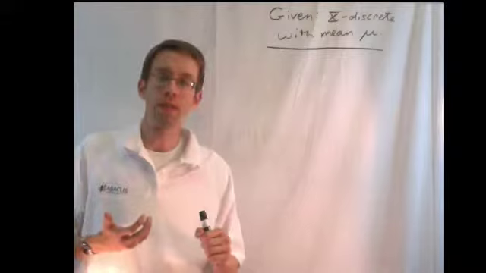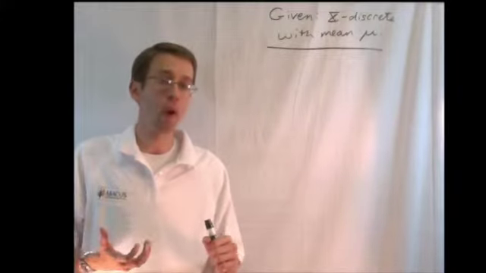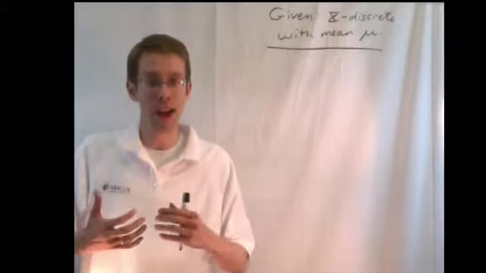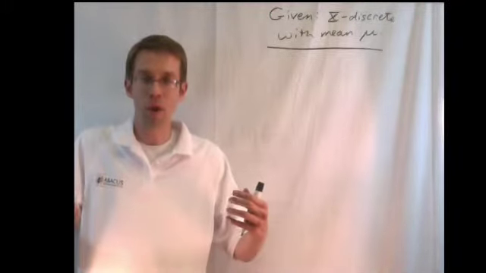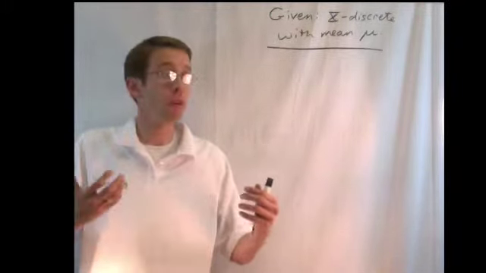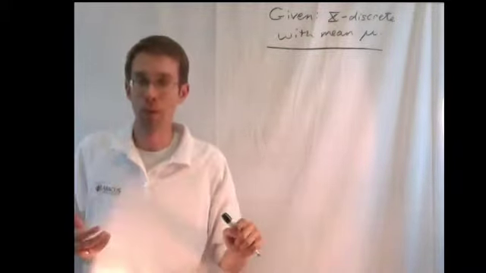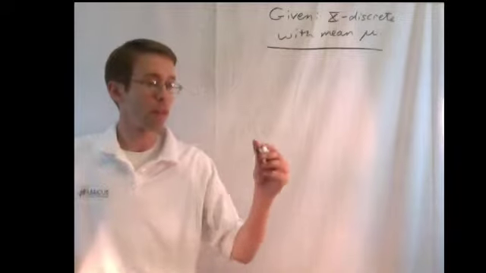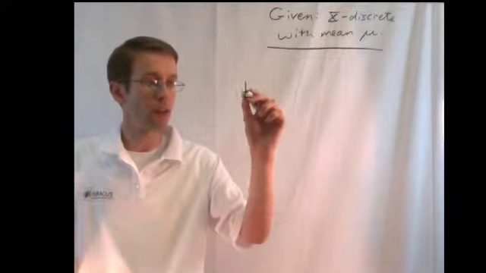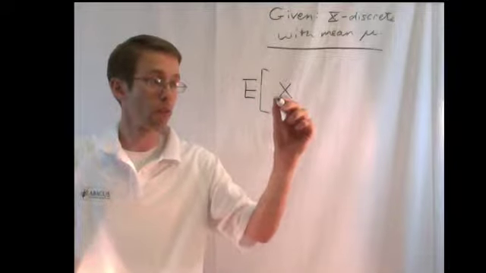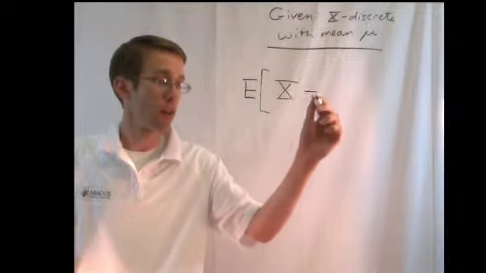Sometimes it's really important to know how far away from the mean a random variable tends to get. What's an average distance away from the expected value? So let's consider a discrete random variable x with mean mu. Here's something you might think of. You might say, well, what is an average? What's the expected difference between a random variable x and its mean mu?